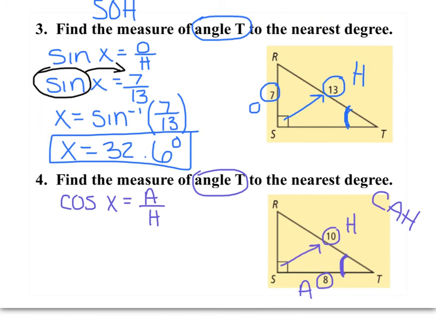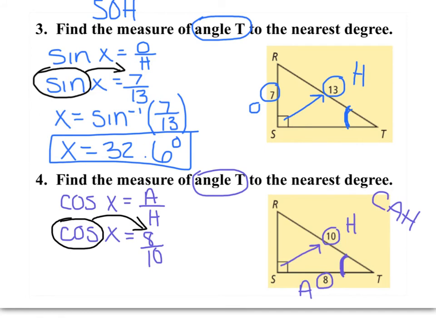I'm going to plug the values in from my problem. Bring down cosine. I do not know what my x is because that is my missing angle. And then I'm going to fill in my adjacent, which is 8, and my hypotenuse, which is 10. Once I have completely filled in the equation, I notice that my cosine needs to be moved to the opposite side of the equation.